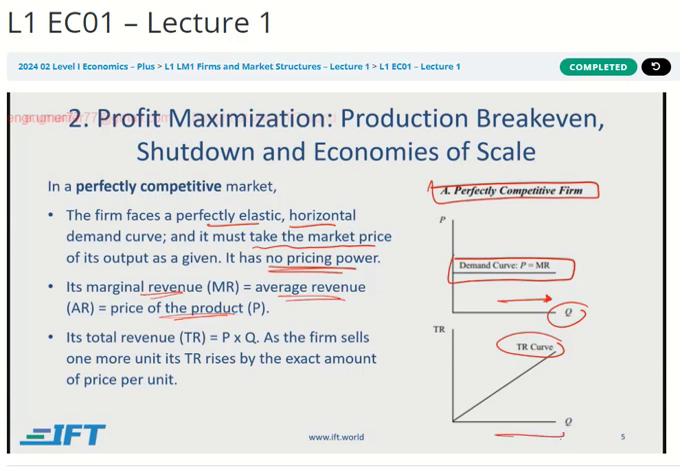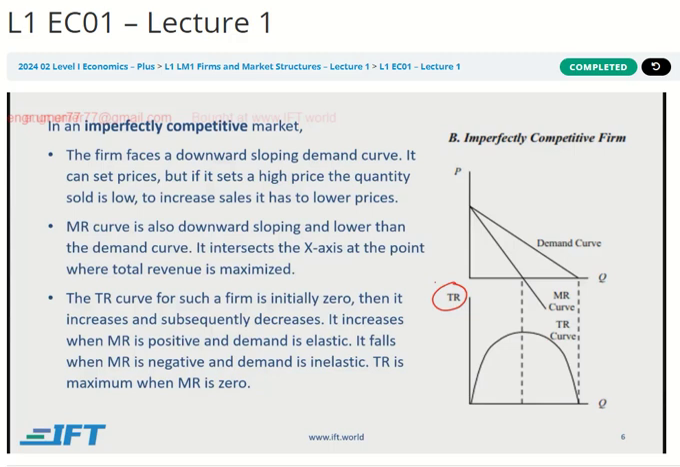Since the price is fixed, as you increase your quantity, your price is fixed, your quantity is going up, so your total revenue goes up. Now, that is more than we can say for an imperfectly competitive market. And as you can see, the total revenue goes up, but then it comes down. And why that happens is because of this MR curve, which is coming down.